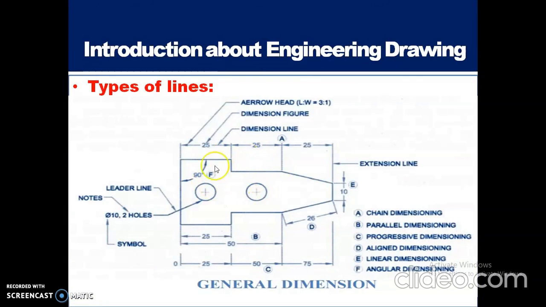Let us see one more diagram. Here, what is this line called? Leader line. This is our symbol. Here, phi indicates the diameter of the hole. R indicates the radius of the circle. Phi indicates the diameter of the circle. This is a symbol. This one is the leader line. Here this is the arrowhead. This is the dimension value. The 25 is nothing but the dimension value or dimension figure. This is the dimension line. This one is the extension line. Okay, so these are some of the lines.